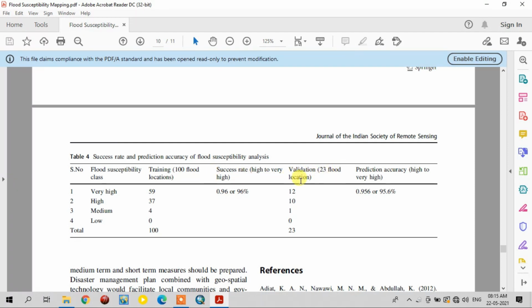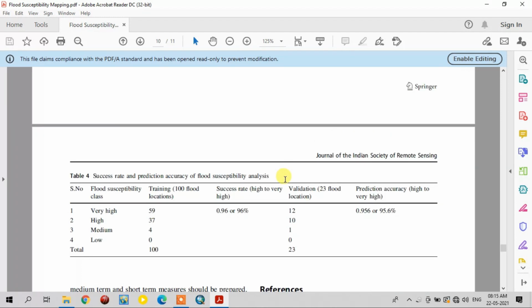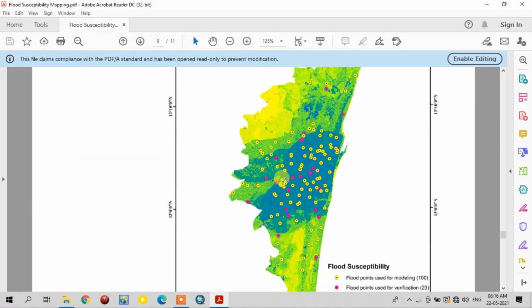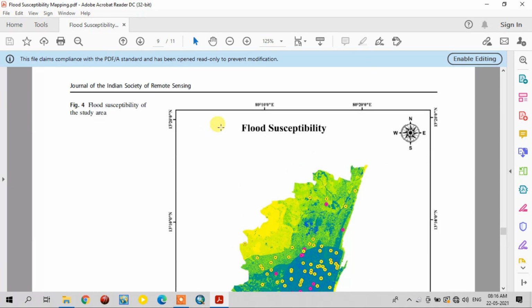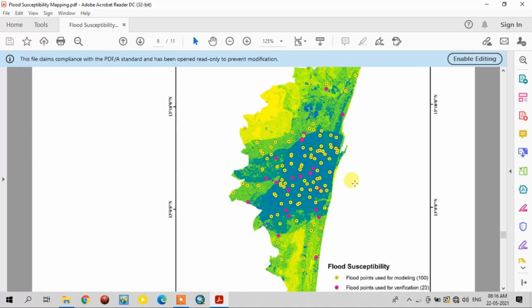And for validation, we have taken 23 flood locations. In that 23, 12 have fallen within the very high area and 10 have fallen in the high area. Only one has fallen in medium. So in the 23, most of the flood locations fall within very high. So this success rate is 95.6 percent. So this analysis shows frequency ratio is more suitable for flood susceptibility analysis.